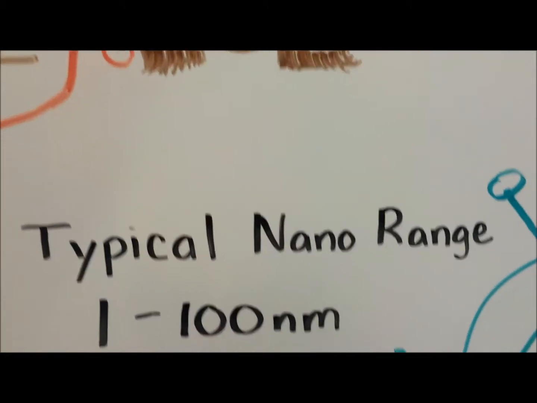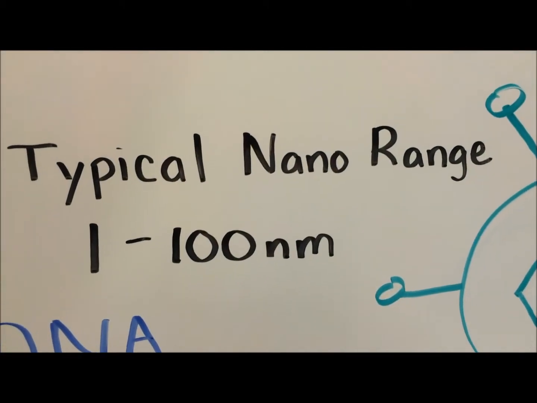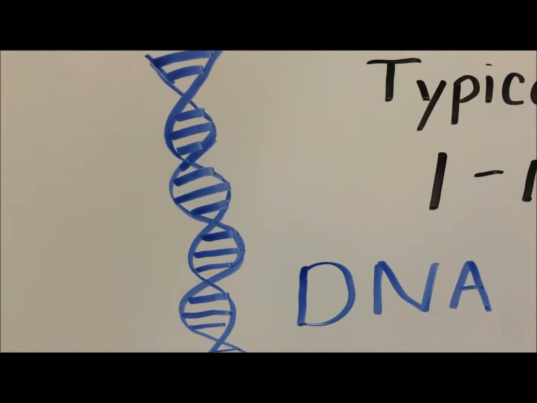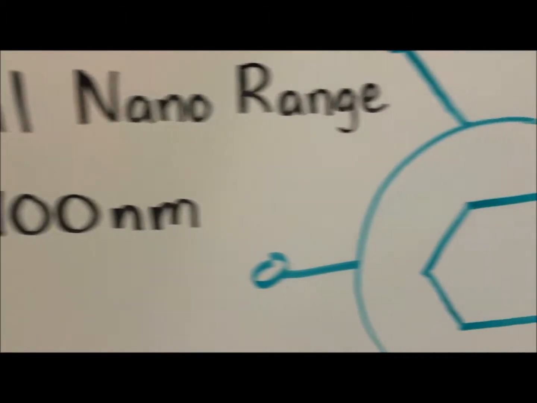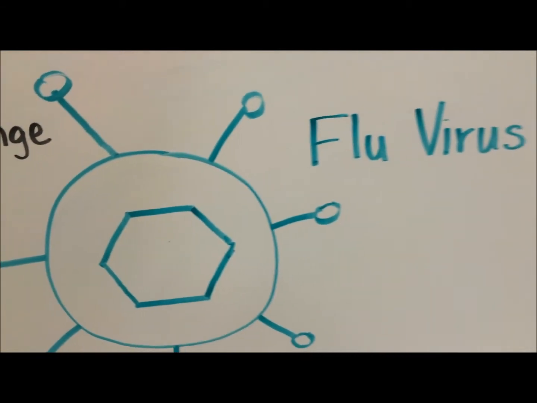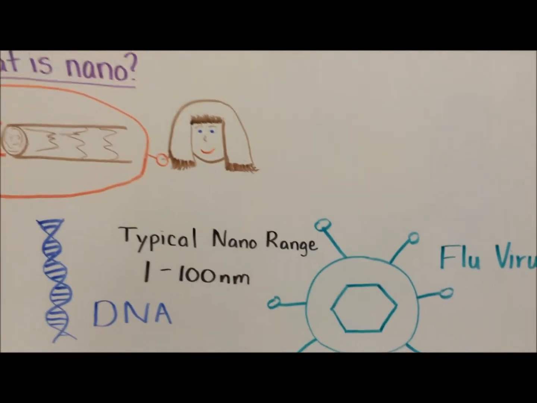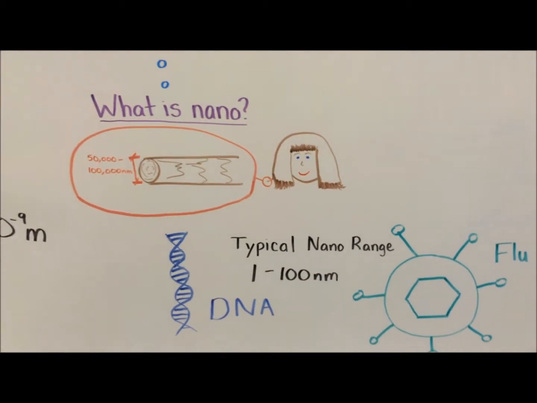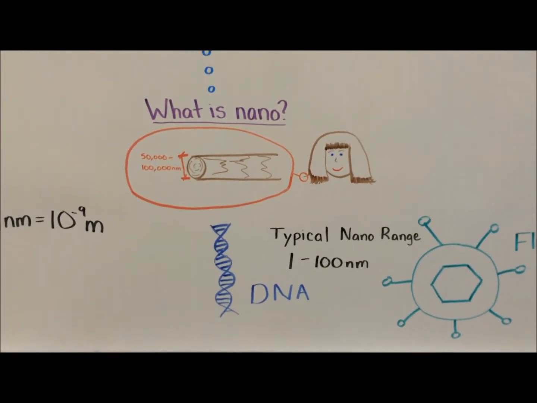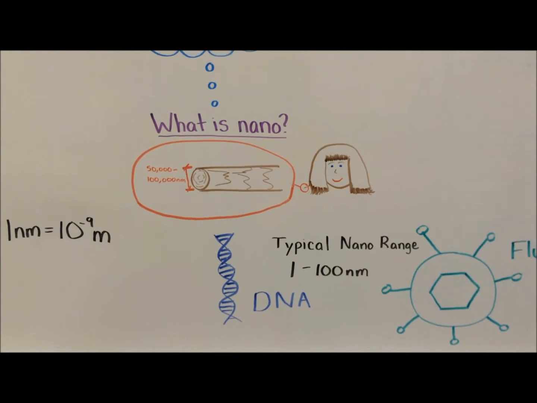For nanotechnology, the typical nano ranges from 1 nanometer, the width of DNA, to 100 nanometers, the size of the flu virus. It's important to note that this is a typical range. Larger values can be accepted if the material exhibits unique properties due to its small size.